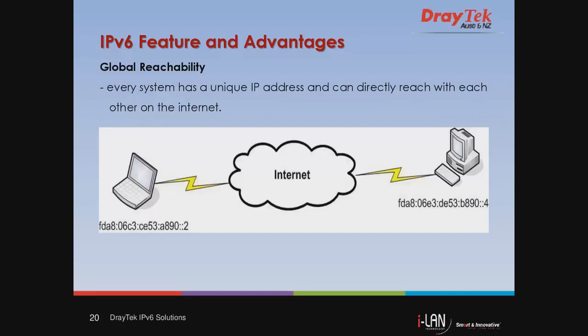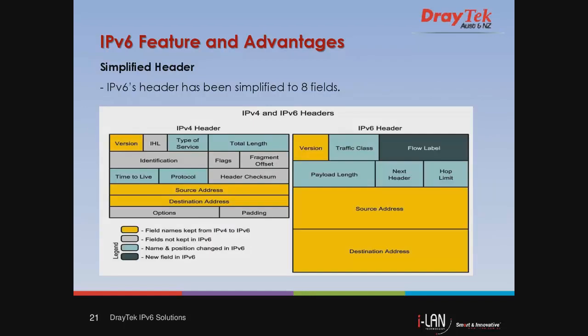In IPv6, every device has a unique IP address and can directly reach each other on the internet. The IPv6 header has been simplified to 8 fields. As you can see on the slide under the legend, 3 field names are kept from IPv4 to IPv6, namely version, source address, and destination address. 7 fields are not kept, 4 fields were renamed and repositioned, and there is 1 new field named flow label.